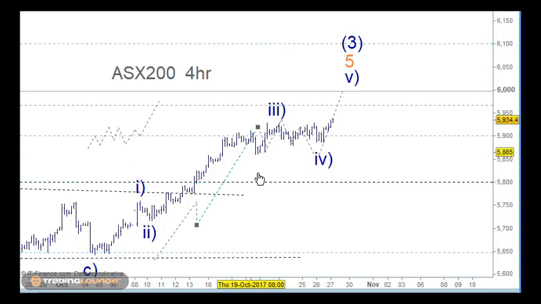So let's just go to the hourly chart and check this out. But our target is, well, really our target is in group two, just before the 6,000. But it's pretty obvious that big numbers are like magnets, and the market tends to have them as psychological price points to be reckoned with.